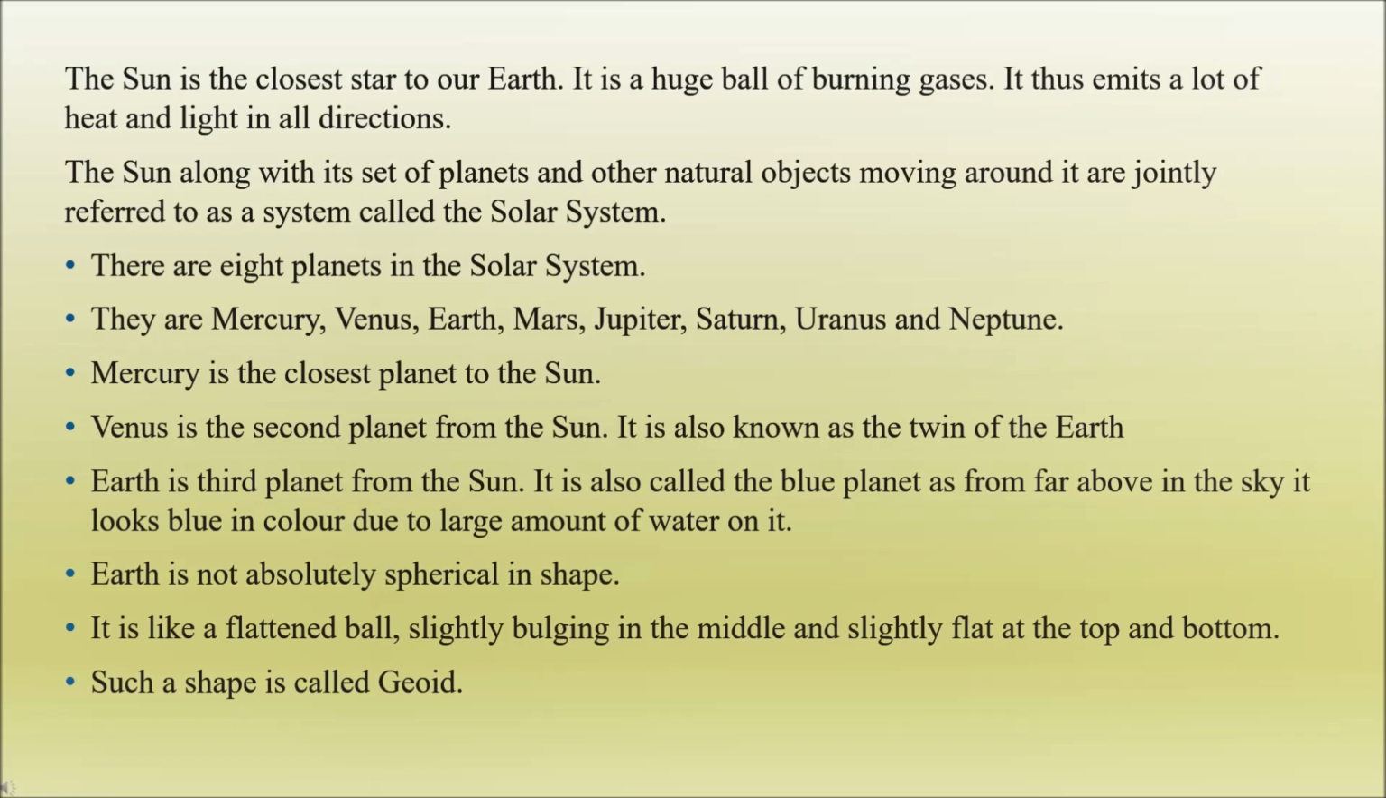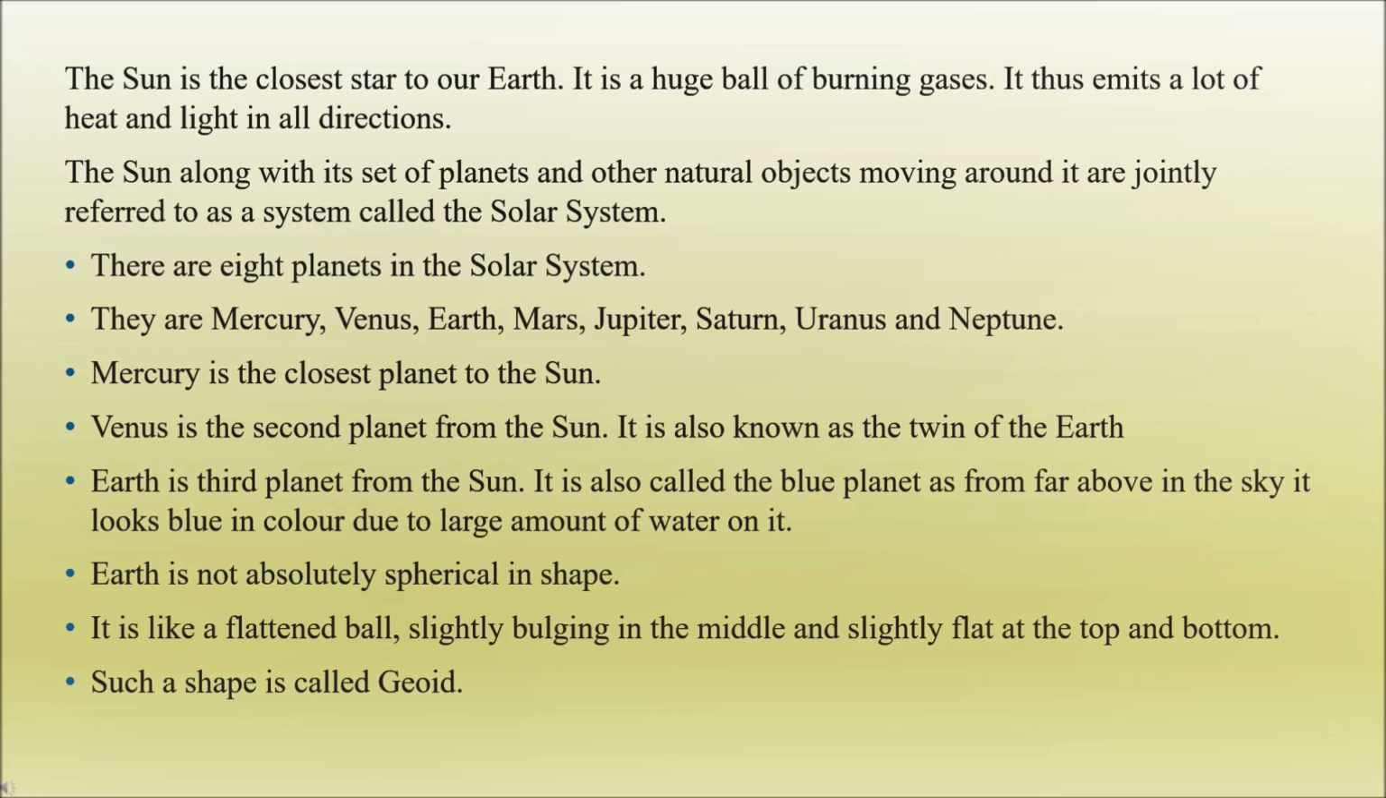There are 8 planets in the solar system. They are Mercury, Venus, Earth, Mars, Jupiter, Saturn, Uranus and Neptune. We'll learn about all these 8 planets now. First we'll learn about Mercury. Mercury is the closest planet to the sun.